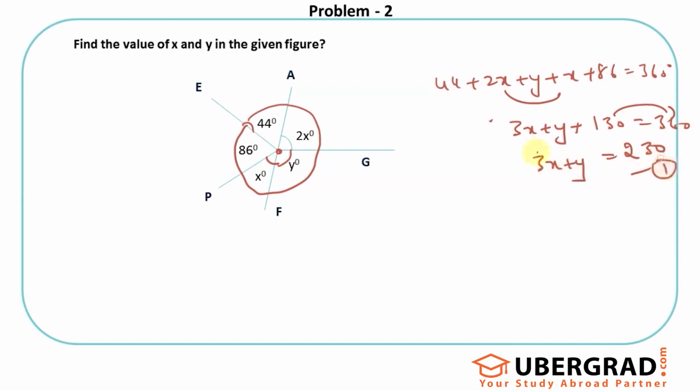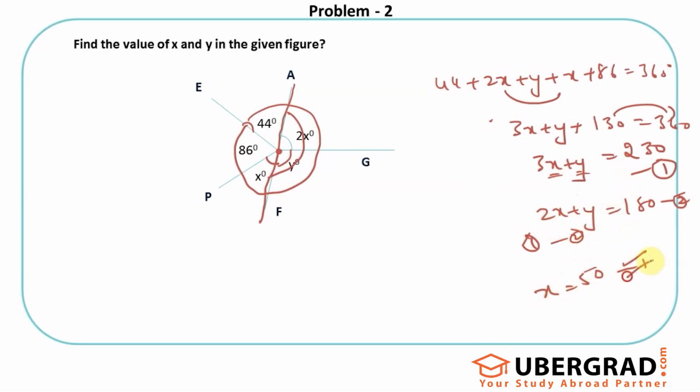This is one equation, fair enough. But is that sufficient for me to find both x and y? No. Two variables, I need to have two equations. Where will I get the second equation? One way to look at it is this, AF is a straight line. So that means this entire thing is 180. So 2X plus Y has to be 180. Right? So two equations I have, I can subtract 2 from 1, which gives me 3X plus Y minus 2X minus Y gives me X. 230 minus 180 is 50. So once I know this, I can substitute back here. 2 into X is 100 plus Y is 180 and Y is 80. You know, you can do this.